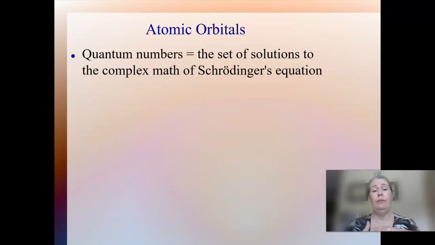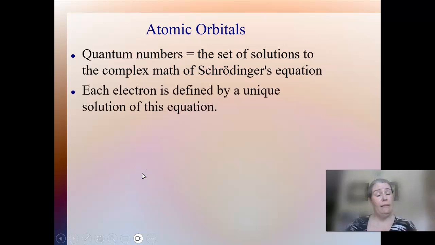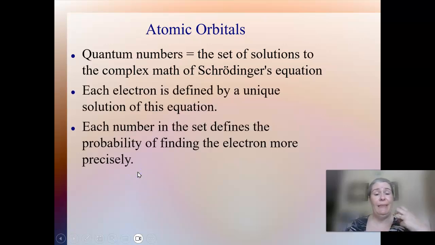When you solve the Schrodinger equation, you get a set of numbers that is one solution to that complex math. And then that is a quantum number. Each electron is defined by that unique solution. Each number in a set of quantum numbers essentially defines the probability of finding that electron more and more precisely.